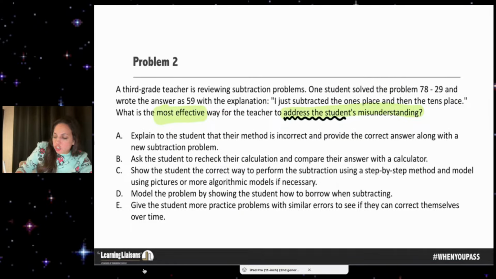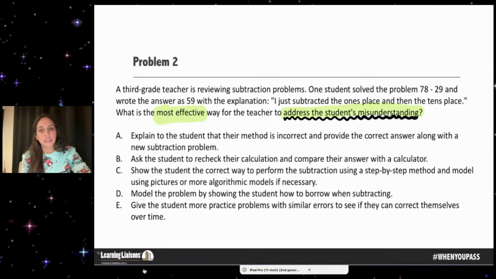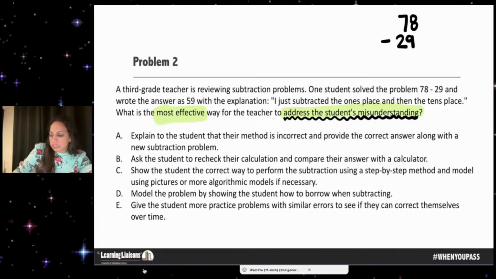The most effective way to address the misunderstanding, not the most effective way to build confidence, not the most effective way to build fluency, the most effective way to address the student's misunderstanding. So the first thing we want to do is really kind of see where that misunderstanding is. So 78 minus 29. And the student said that they just subtracted the ones place and then subtracted the tens place. So when we subtract the ones place, we really can't, because we can't do 8 minus 9 without landing in the negatives, right? And so we have to regroup. So this becomes this. So we do end up with a 9, and 6 minus 2 is 4.